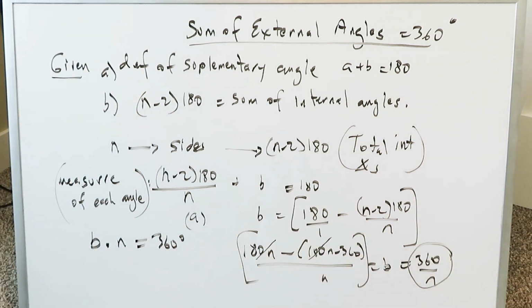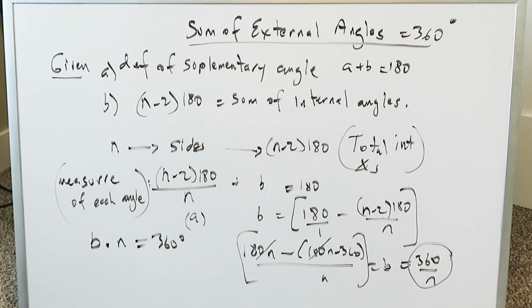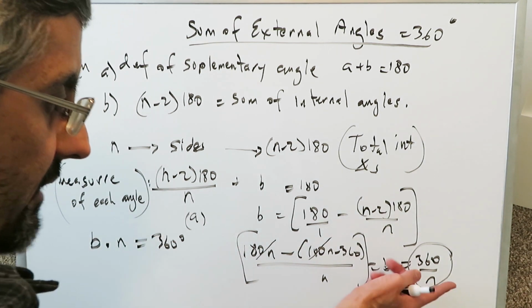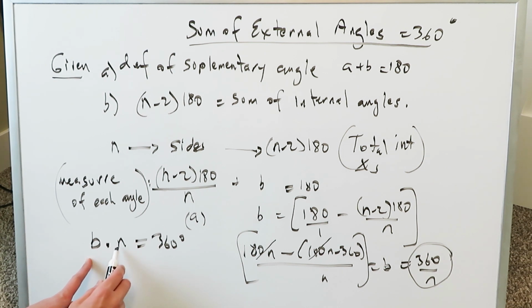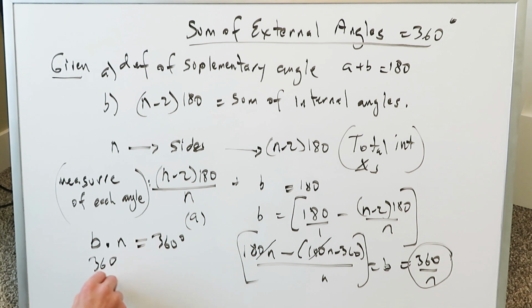This right here is still giving me the measure of each external angle. We've just simplified an expression into a more appealing expression right there. It looks easier, it looks more appealing. 360 divided by n. And I'm telling you here, B times the number of sides n will give you 360, and that's exactly what you will see. The measure of each external angle times the number of sides will give you 360, and you'll see that 360 divided by n times n cancels out, and you've shown that the sum of the total external angles for any polygon is indeed always 360 degrees.